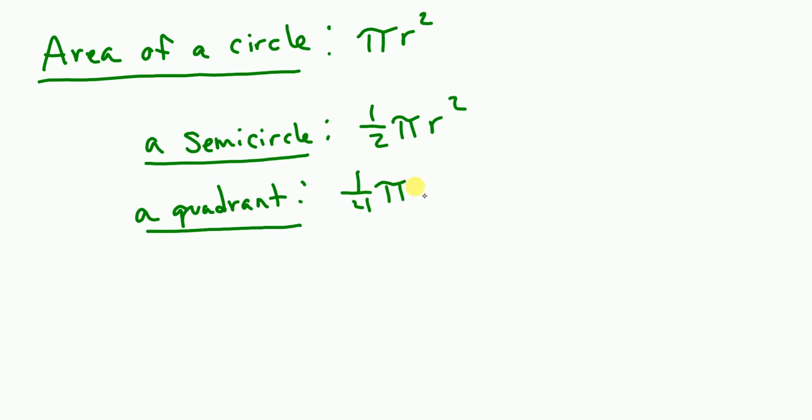So a fourth pi r squared. And if you remember when we were talking about what a sector was, these are both examples of sectors. They are a portion of the circle. So this is just half of a circle and this is a quadrant. Alright, we're going to look at how to find the area of any sector.